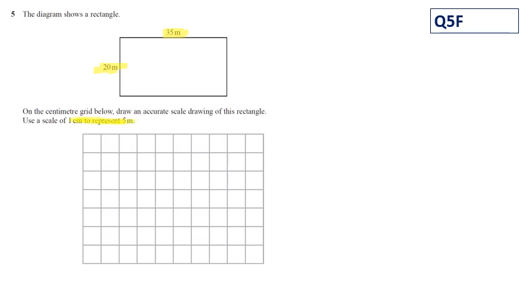Now on the centimeter grid, we know each of the lengths is 1 centimeter by 1 centimeter, and we're going to need to use the scale that's been given here to convert the dimensions of that rectangle so we can draw it on this grid. So to do that, for the length, I'm going to do 35 divided by 5. That's going to be 7 centimeters long, and for the width, that's going to be 20 divided by 5 to give me a length of 4 centimeters.